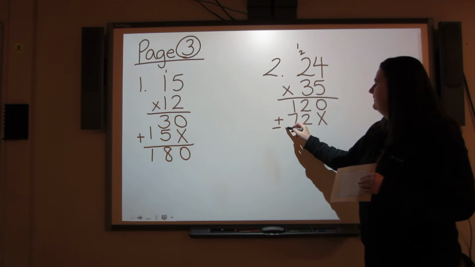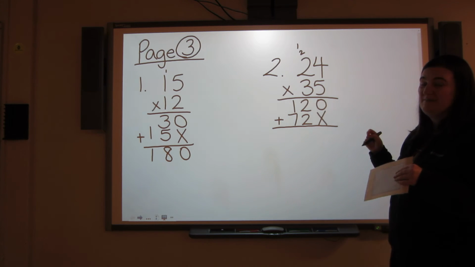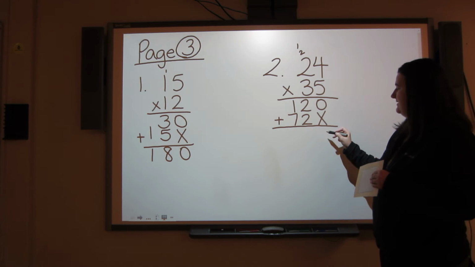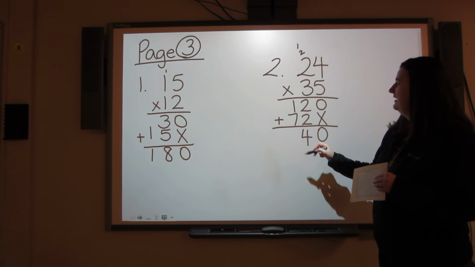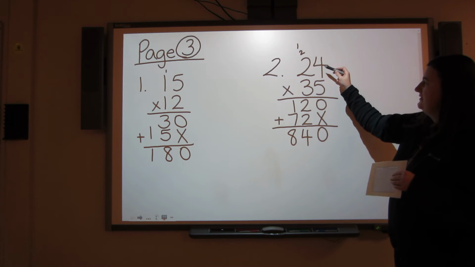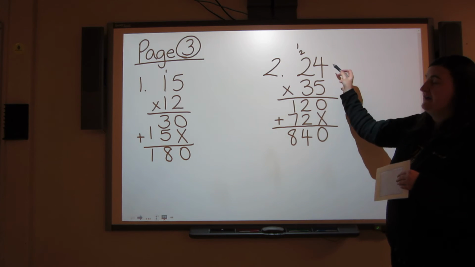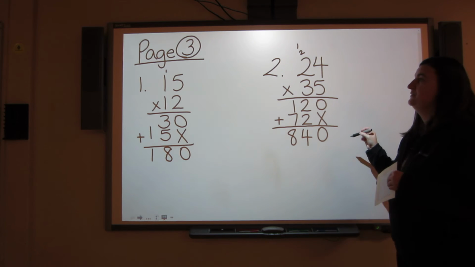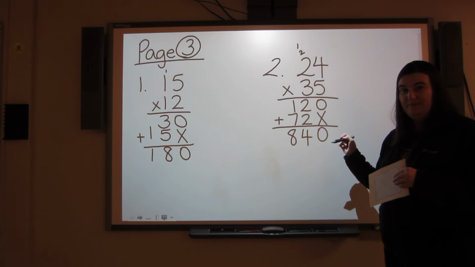And now I add up my 2 lines of answers. So 0 plus nothing is 0. 2 plus 2 is 4, and 1 plus 7 is 8. So 24 times 35 is 840. I do not have any decimals in my question, so I will not have any decimals in my answer. And that is how you do page 3.